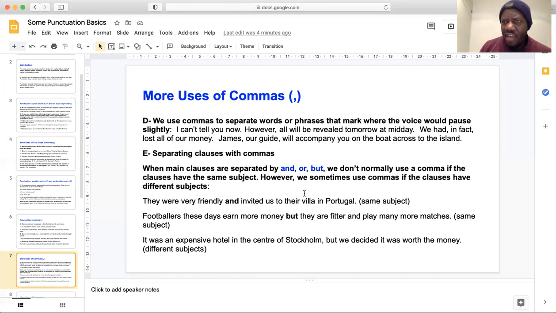However, and I'm not saying "however", there is no error here, okay? We sometimes use commas if the clauses have different subjects. So let's go through these three examples.